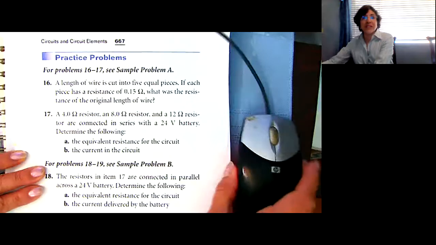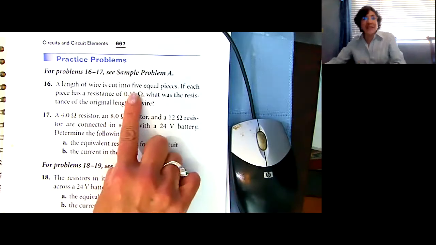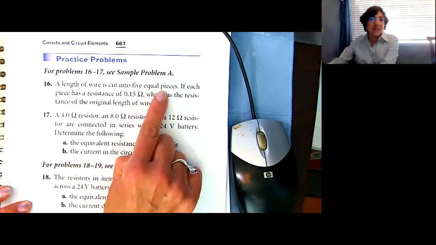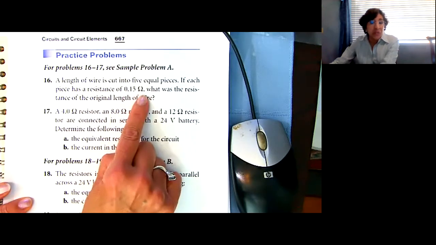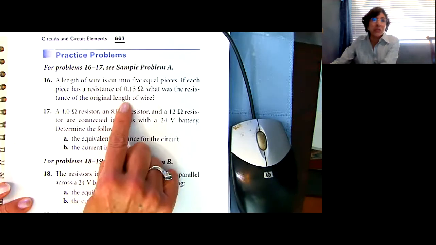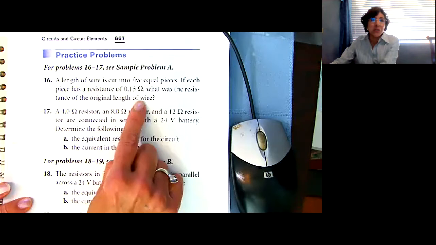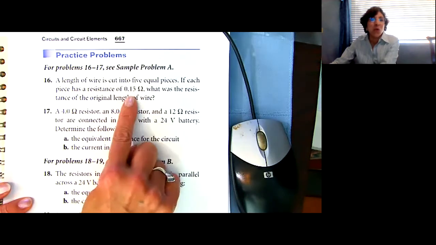The question is, a length of wire is cut into 5 equal pieces. If the piece has a resistance of 0.15 ohms, what is the resistance of the original length of the wire? So it tells you what the resistance is of 1/5 of the whole length.